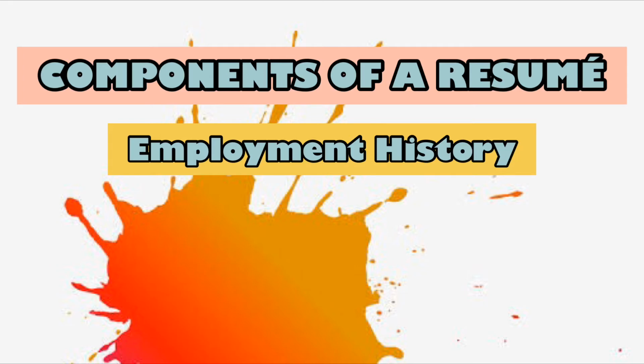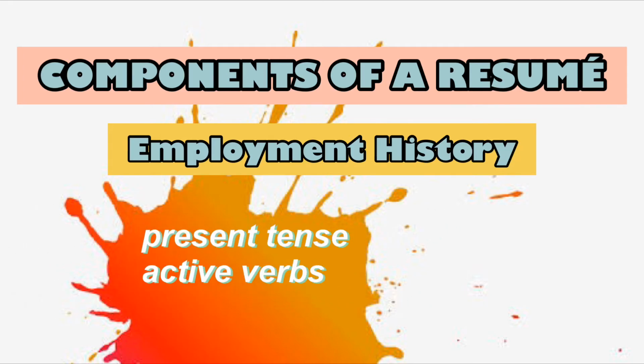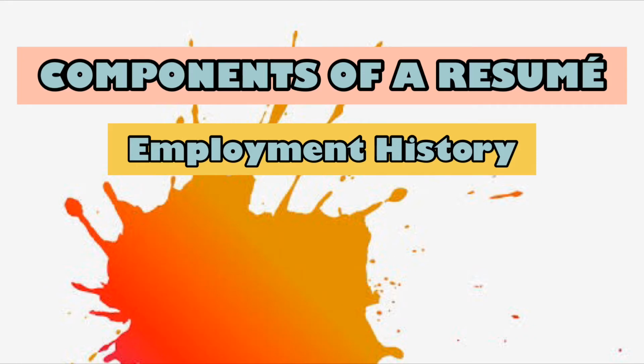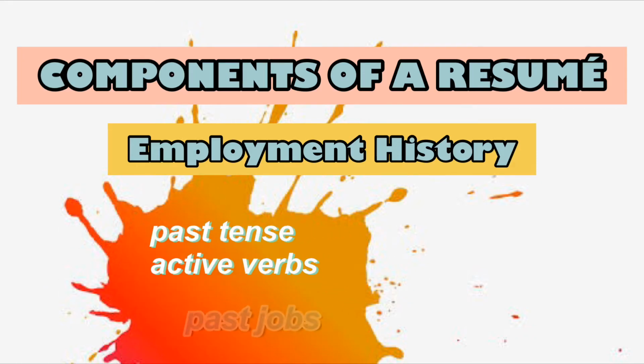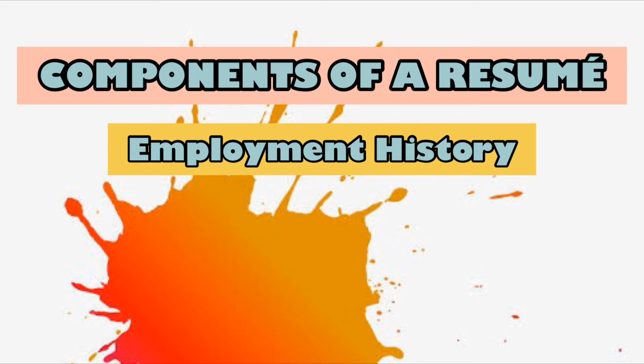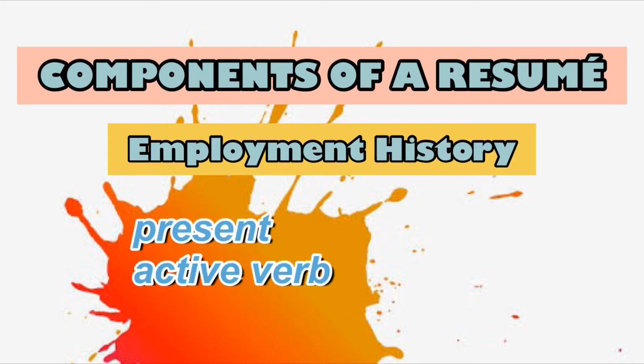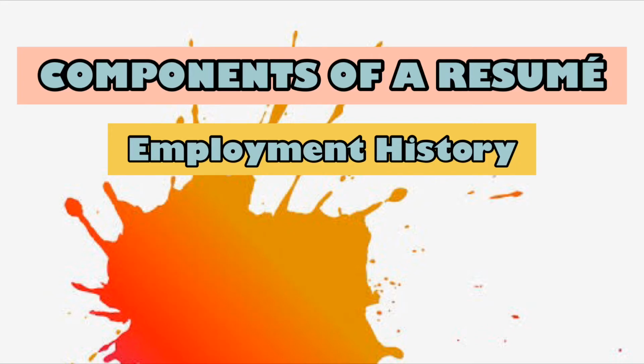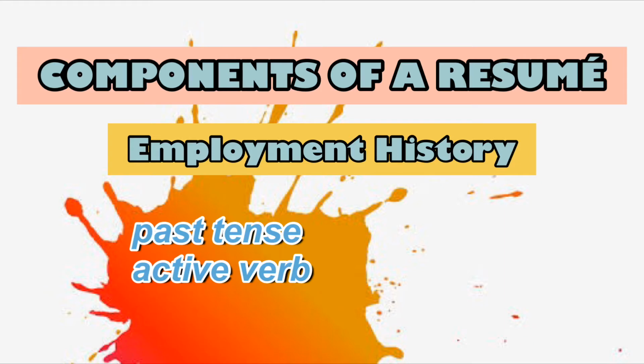Last, under employment history, is the use of present tense active verbs for current jobs and past tense active verbs for past jobs. For the present tense active verb, just use the base form and add S or ES, and for the past tense active verbs, it is the base form plus D or ED.